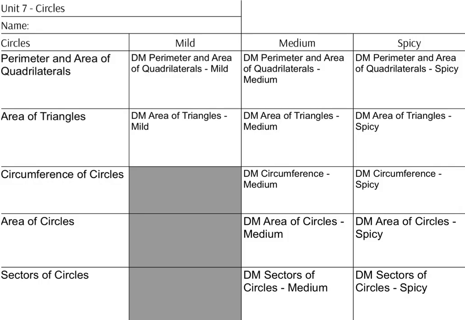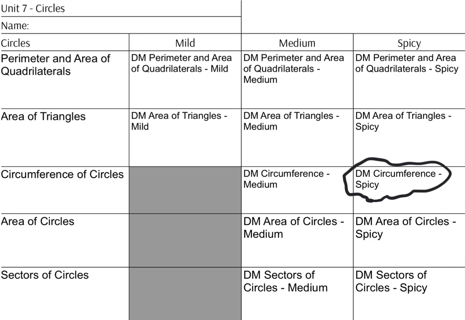Here is your skills rubric for this unit. So you'll see that there are mild, medium, and spicy for our first 2 topics. The circumference of circles has a little bit of a change from the one that was printed off. This spot right here, that is a change. We found some Delta Math stuff that we preferred over the IXL, so we're going to switch it over to Delta Math for that skill. And then area and sectors of circles, we only have medium and spicy.